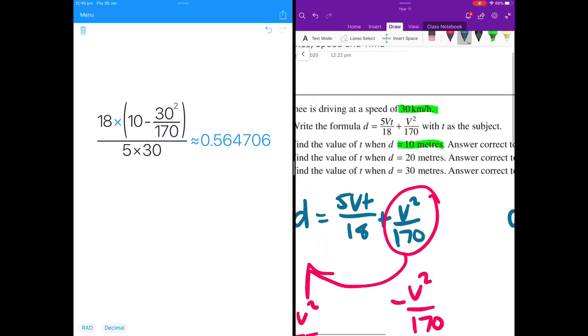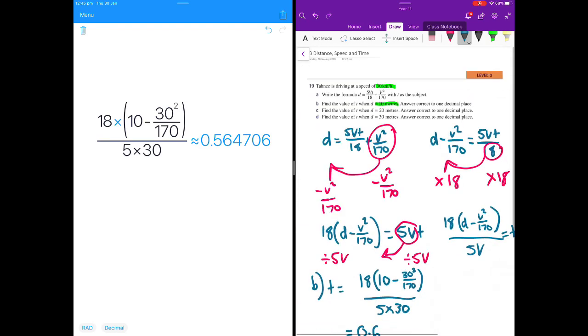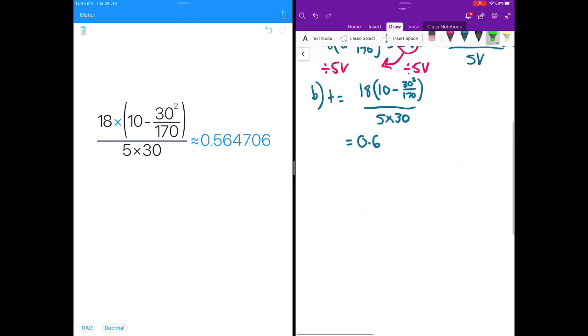Next one, exactly the same thing, just new numbers. V is still 30, but our D, our distance, is going to be 20 meters for this round. So putting all the numbers back into the formula, just the 20 where the 30 went last time, and putting that into our calculator to get our answer.